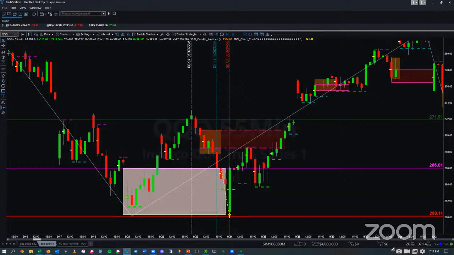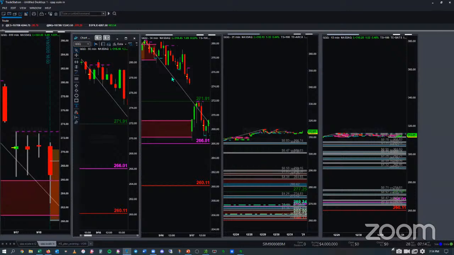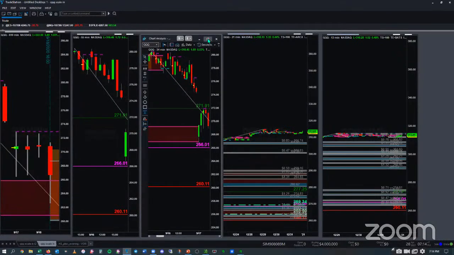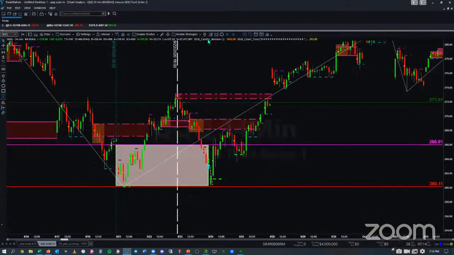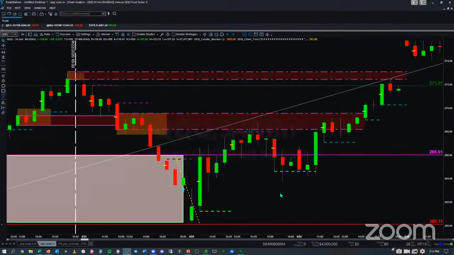Okay. So now we're going to go to the 34-minute. Okay. So here you can see on the 34-minute, make this just a tad bigger here. This was the first green candle printed. And so you would have gotten in. Let me show you this here.